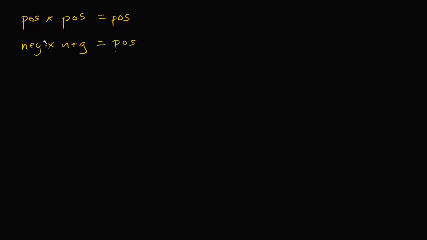And the way that you get a negative number is if you multiply or divide something of different signs. So if you have a positive times a negative, that would give you a negative number. Or if you had a negative times a positive, that also would give you a negative number. And here I wrote it for multiplication, but it also applies to division. A negative divided by a negative is positive. A negative divided by a positive would be negative.